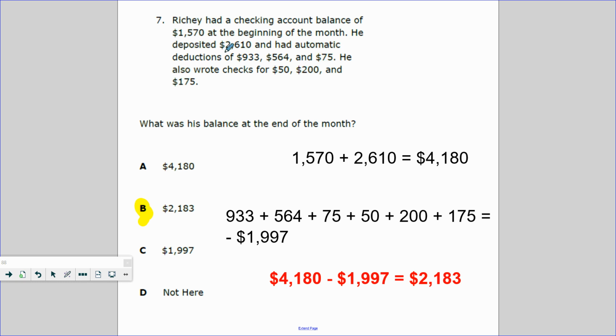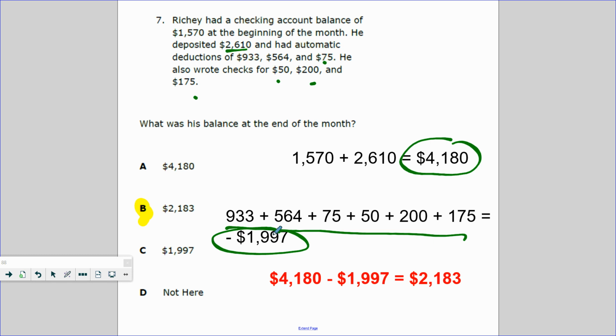Number 7, Richie has a checking account balance of $1,570 at the beginning of the month. He deposited, which means putting in, $2,610. Now he has $4,180. He has a deduction. That means you're taking money out. 933, 564, 75, 50, 200. So if you add all this up, you're taking out $1,997. So how much money is at the end of the month? So he has this much money in his account. He withdrew this much money. He has $2,183.